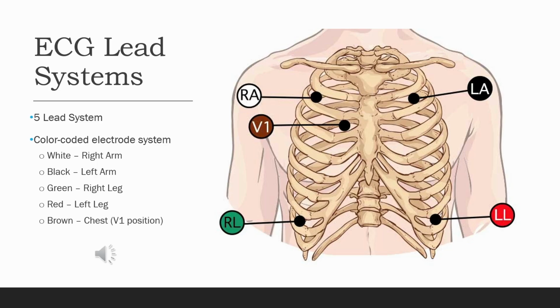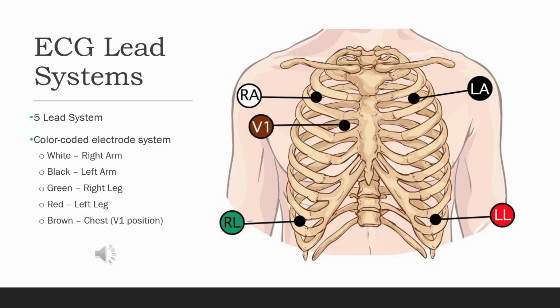This follows the clouds over grass memory trick, where the green represents the grass, and the white on the right arm represents the clouds. Then the brown, which is the V1 position on the chest, oftentimes near the sternum. With this, we want to think of dirt in the middle. Again, it's going on that right side between the grass and the clouds.